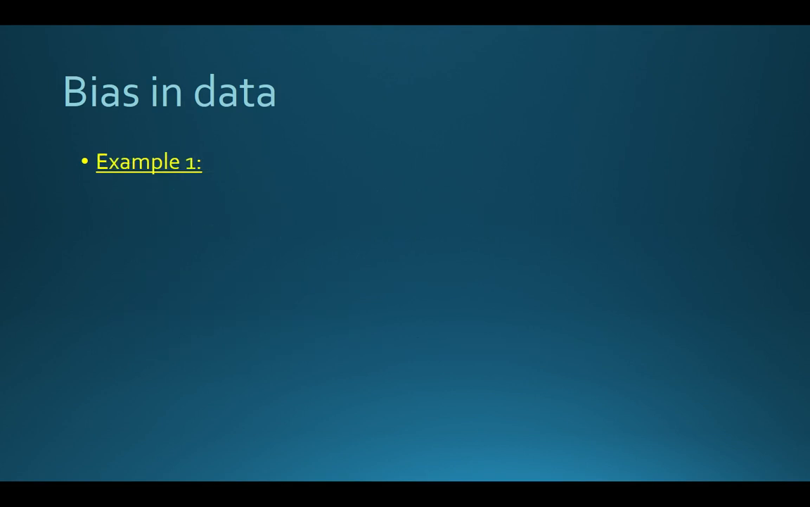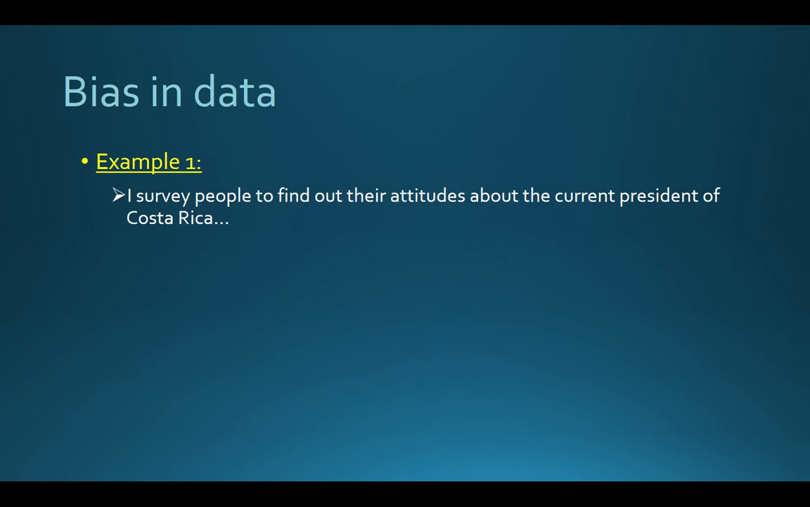Let me give you an example to help illustrate this. Let's say I survey people to find out their attitudes about the current president of Costa Rica. I'm in Costa Rica and I'm asking people, what do you think about the current president? Now, what I want to do is get a random sample of people, right? So that it reflects the population. But what if I survey mostly people in the National Liberation Party? That would be just one of their political parties.